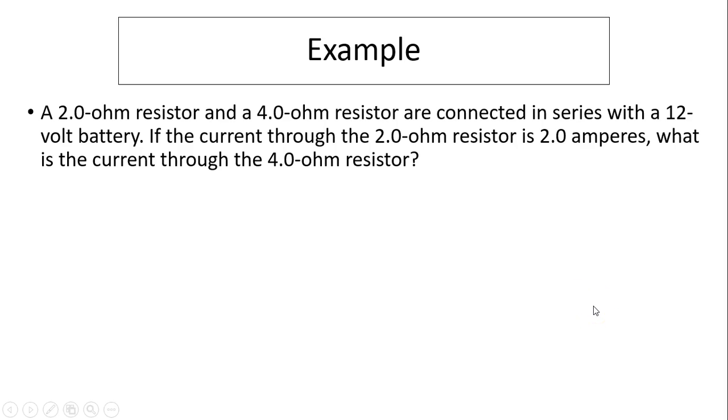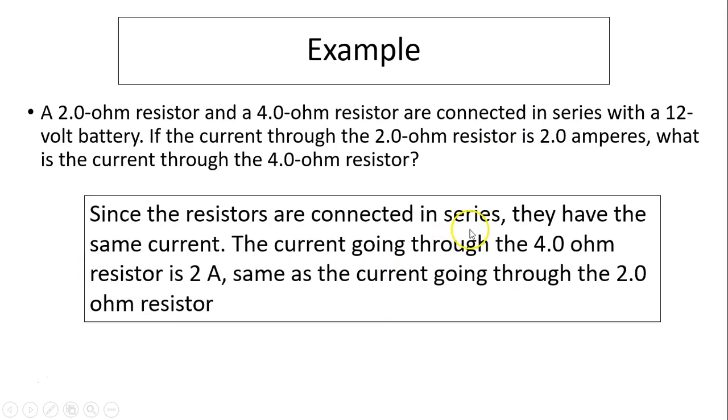Now let's take a look at this example. A 2 ohm resistor and a 4 ohm resistor are connected in series with a 12-volt battery. If the current going through the 2 ohm resistor is 2 amps, what is the current going through the 4 ohm resistor? Since these are connected in series, the current in one is the same as the current in the other. So the 4 ohm resistor will have a current of 2 amps, the same as the current going through the 2 ohm resistor. This is because they are connected in series.